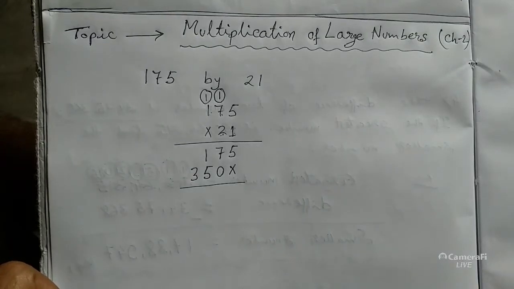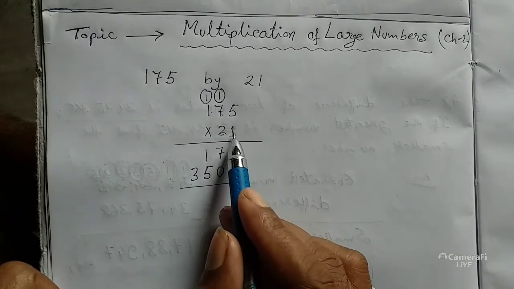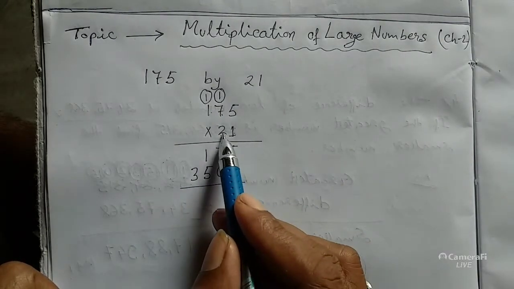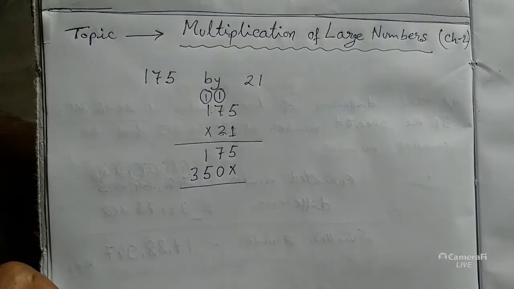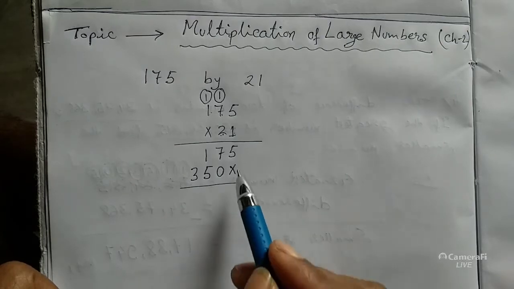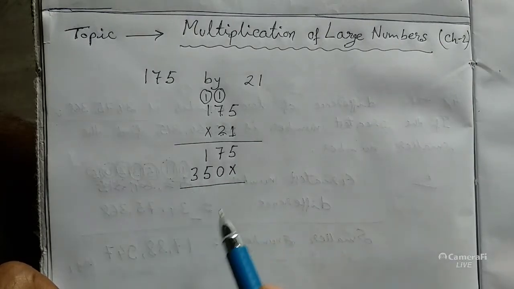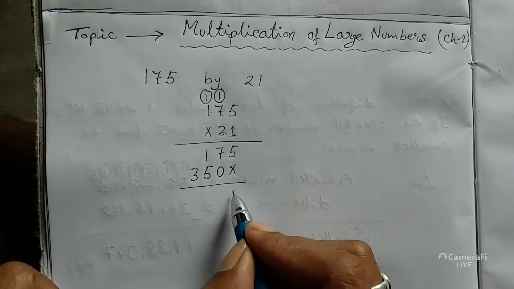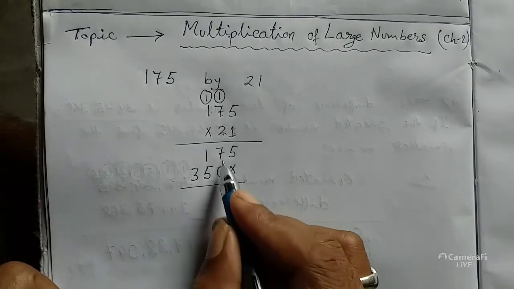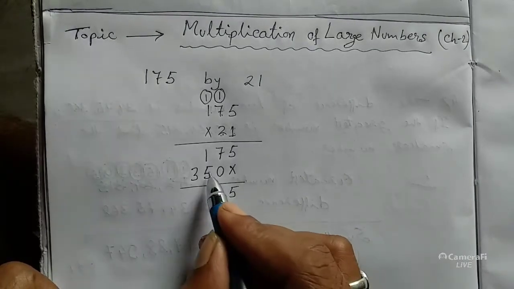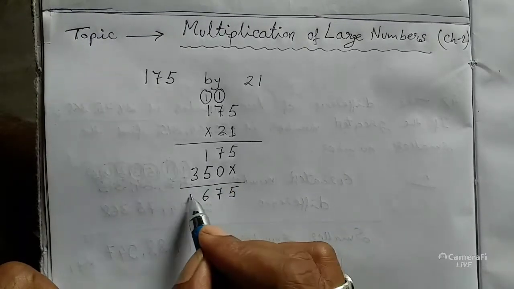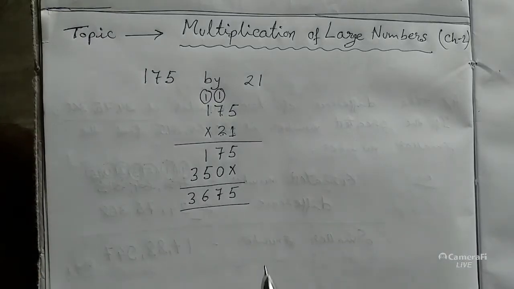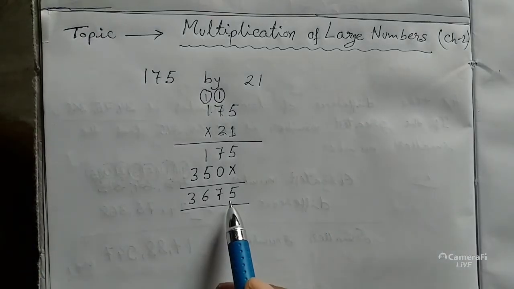So there become 2 rows. Multiplied by 1 we get 175 and multiplied by 2 we get 350. Now add these 2 rows of numbers. First 5, there is a cross sign, meaning 0 is there, so 5. 7 plus 0, 7. 5 plus 1, 6. 3. So this is the result. So this is the multiplication result.